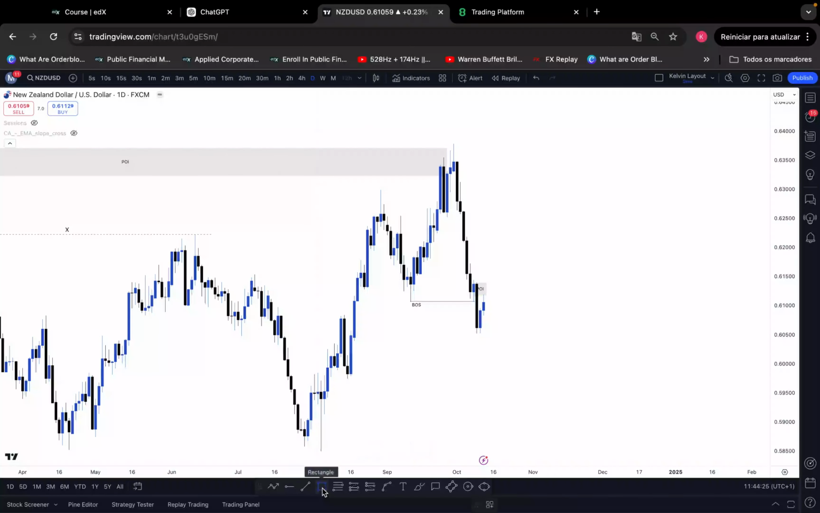Now, what are the zones that we should be looking at? This will be the zone right here. Once we have this change of character, we're expecting price to come back into that supply zone. But since this is a daily, I think it's going to take a while.